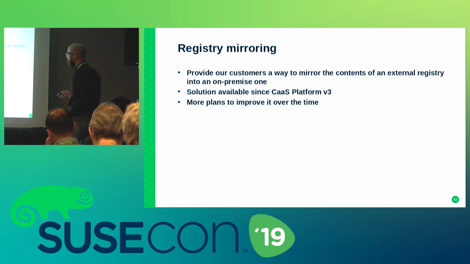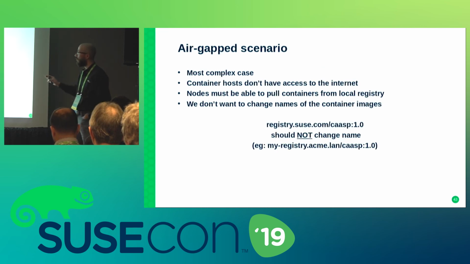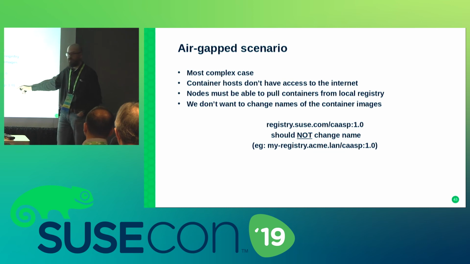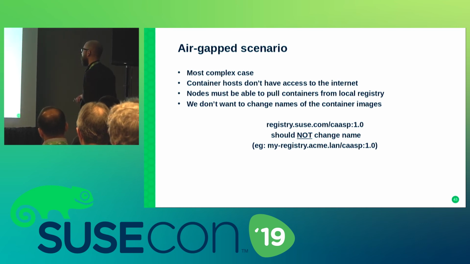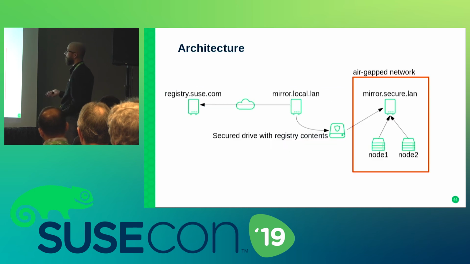So to give you a very quick overview, I will talk about the air gap scenario, where you have hosts that cannot connect to the remote network, so it's the most complex one. You should be able to pull containers from a local registry then, but what people usually do is pull images from a registry, rename them, and repush them to a local registry. So usually the name of the image changes, which is kind of ugly. You have to be sure you change everything, or it's going to be a mess. The solution that we came up with doesn't involve any kind of change like that.